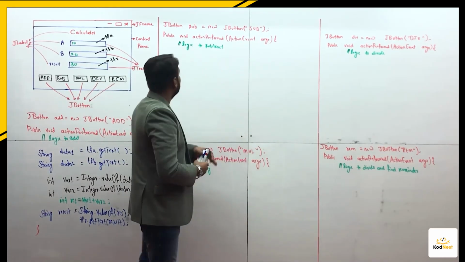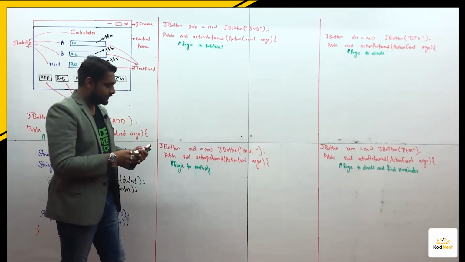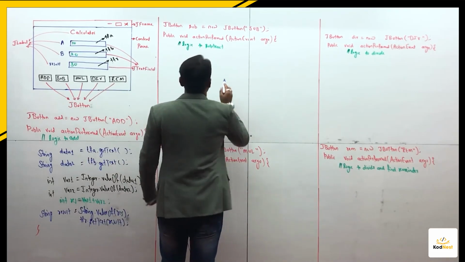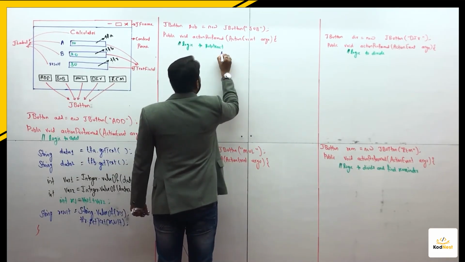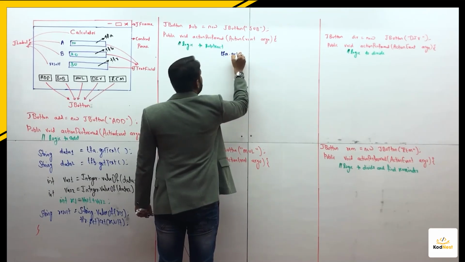Now can you tell me the code to perform subtraction? Can you tell me the code? The code is again very simple. Look at it. This is the logic. From text field A, you have to get text.